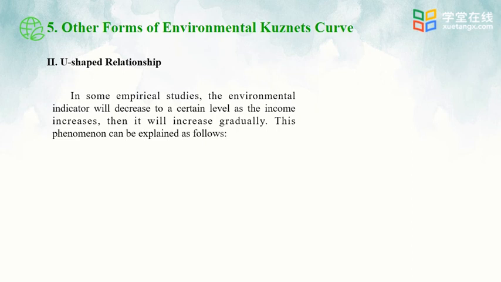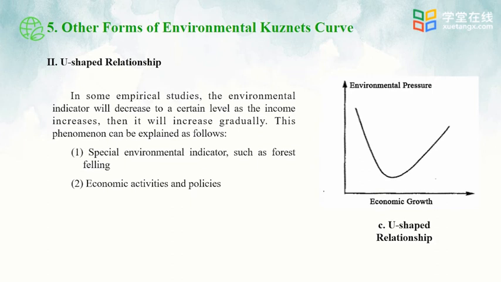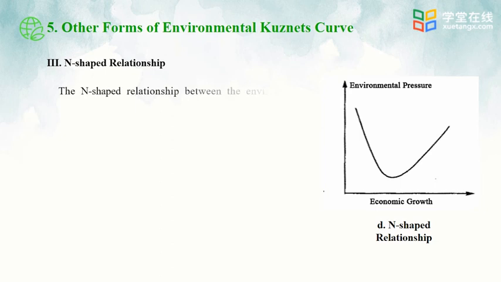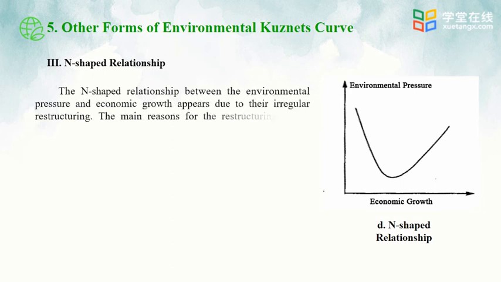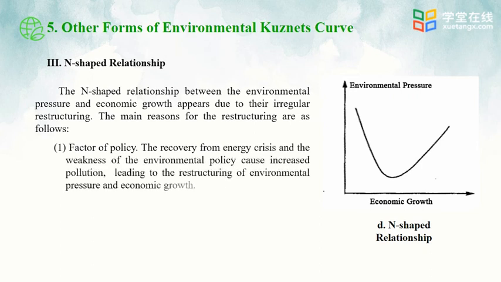The second one is the U-shaped curve. This may be due to the use of special indicators in measuring the level of environmental pollution, such as forest felling, or some special economic activities or policies, making the EKC U-shaped. The third one is the N-shaped curve. In this case, the curve starts with the inverted U-shaped pattern, but it changes into a U-shaped pattern after reaching a certain time point. The main cause of this phenomenon is the irregular restructuring of environmental pressure and economic growth.